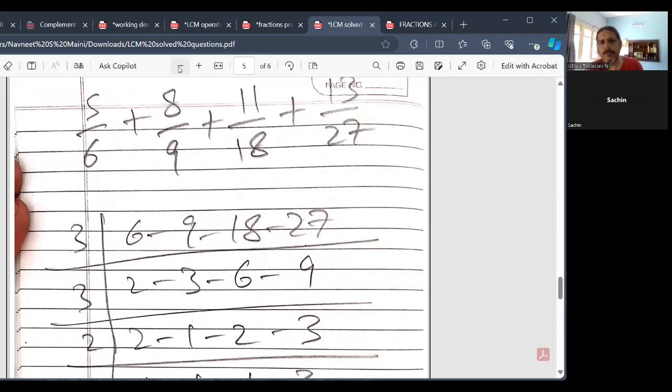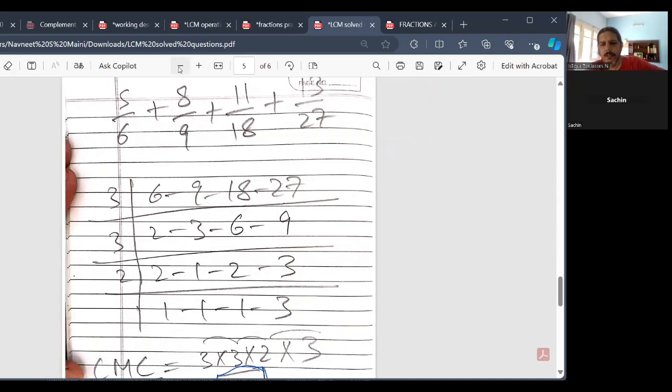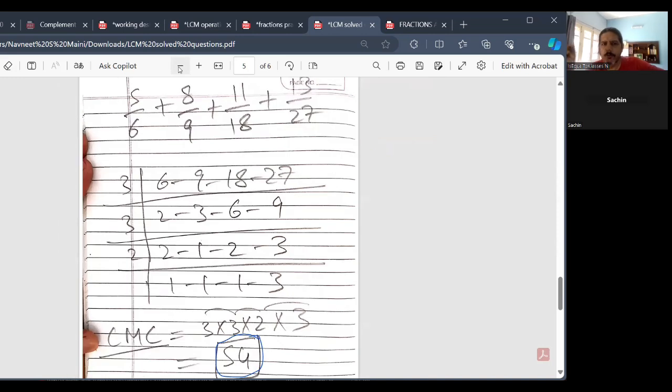Because now, let us discuss about 54 a bit. So 6 ones are 6, 6 2s are 12, 6 3s are 18, 6 4s are 24, 6 5s are 30, 6 9s are 54. Have you understood? Yeah. Similarly, for 9, 9 6s are 54, 18 3s are 54, and 27 2s are 54. So 54 is the lowest number which comes in the tables common to these four numbers. Have you understood the concept of LCM now?